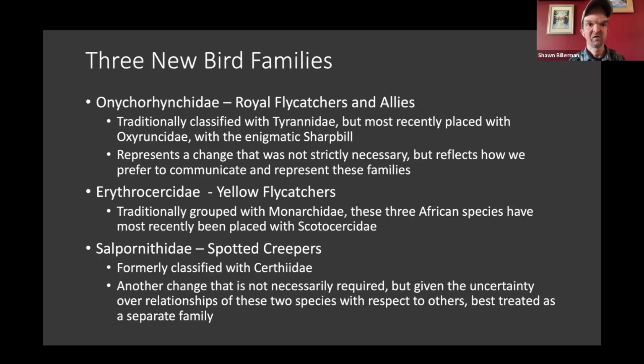So Onychorhynchidae, the royal flycatchers and their allies, were historically classified with Tyrannidae, but most recently placed with Oxyruncidae, the enigmatic sharpbill. The yellow flycatchers in the genus Erythrocercus were most recently placed with Scotocercidae, and the spotted creepers in Salpornis were most recently classified with Certhiidae.